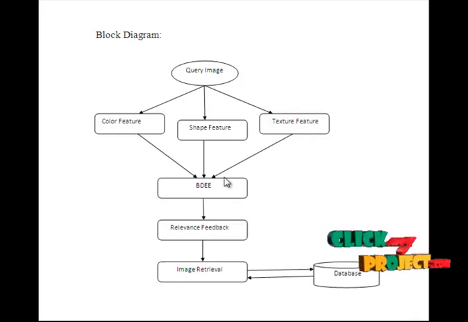These three feature values will go to the bias discriminant Euclidean embedding. Here we are computing the distance values of the query image versus the database images. These distance values will go to the relevance feedback method. In the relevance feedback method, the database images are sorted based on the minimum distance from the query image. These sorted images are retrieved in the image retrieval process.